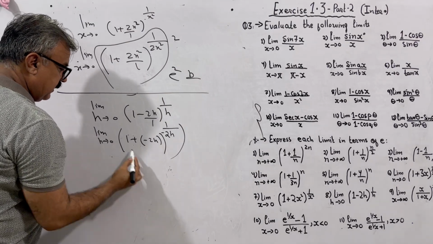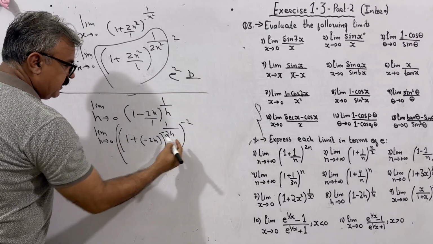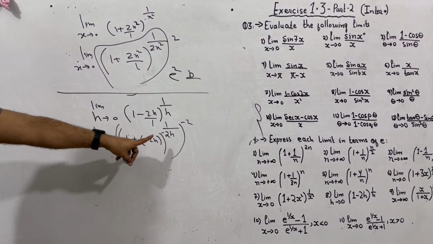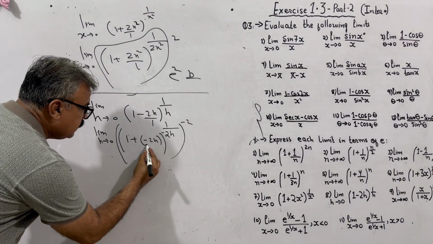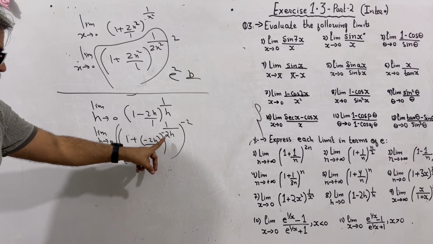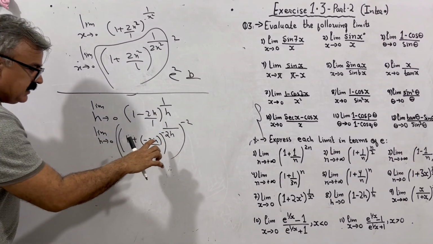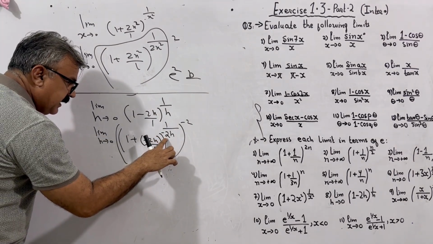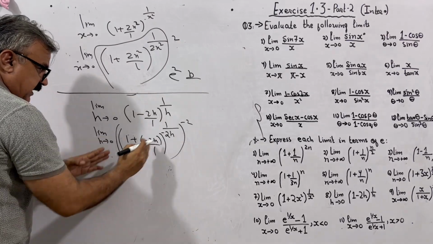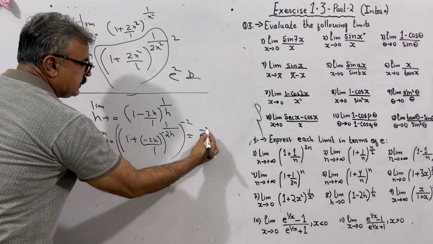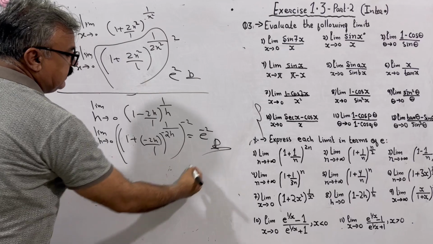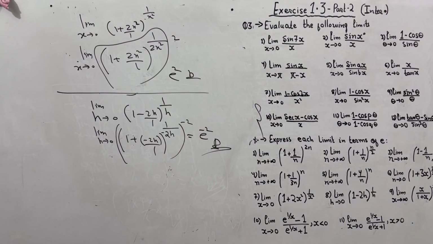Divide and multiply by minus 2. There's negative 2h over 1, and there's the reciprocal, 1 over minus 2h. There is h, so we divide as well as multiply by minus 2. It fits the case for e, so e raised to minus 2 is our answer in that case.